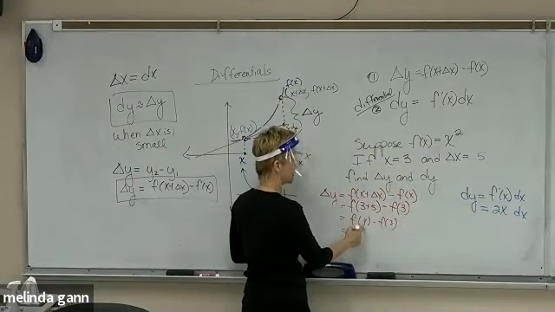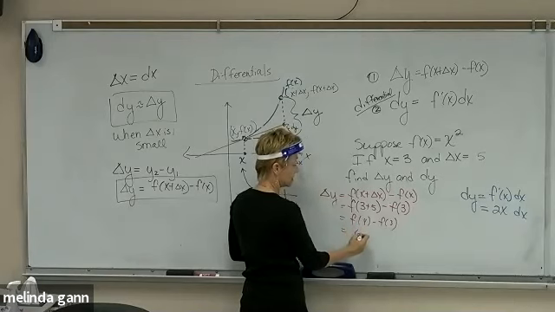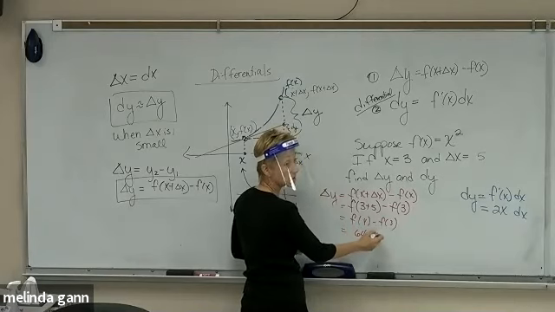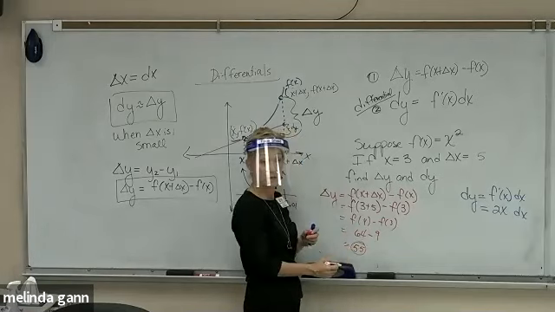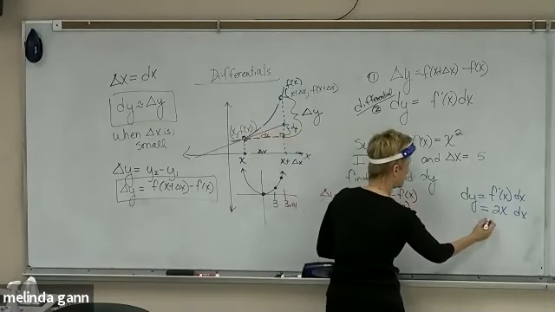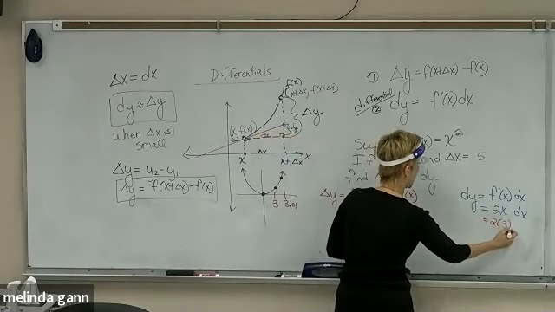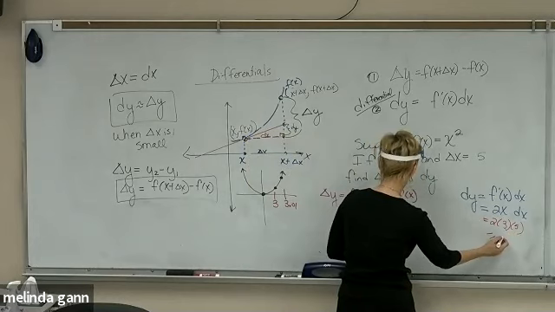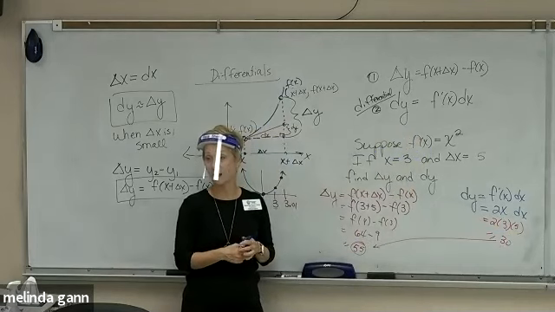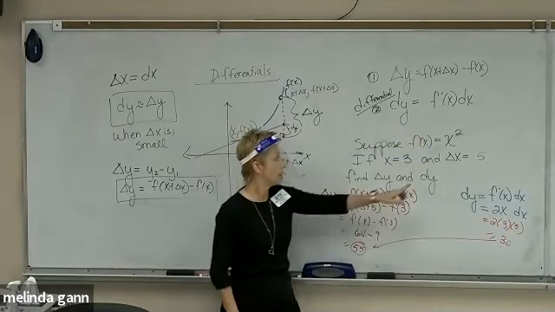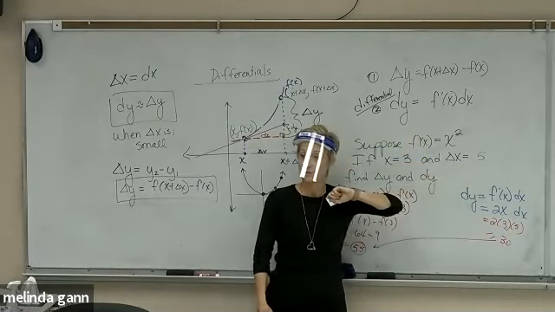So what's f of 8 going to get you? 64. What's f of 3 going to get you? 9. What's that difference going to be? 55. Everybody okay? Now over here, when you put in your 3 and you multiply by 5, what does that come out to be? Are those remotely close? No. Why are they not close? Because that delta x is huge.